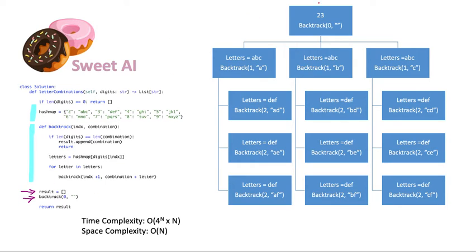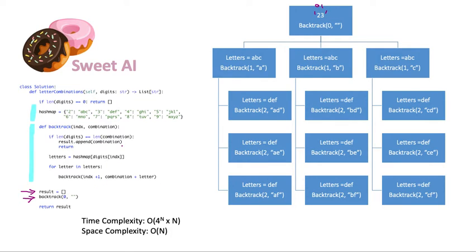What do I mean by index 0? This digits input is a string, so it has indexes, right? So this is index 0 and this is index 1. We start from index 0, and the backtracking is going to iterate over all the digits in this example. The first thing we are going to check is whether the length of the combination is equal to the length of the digits given to us.